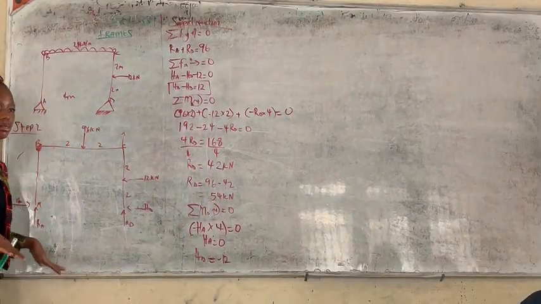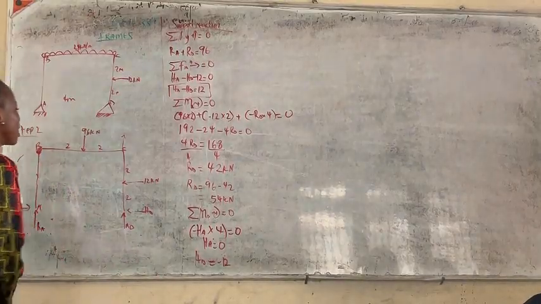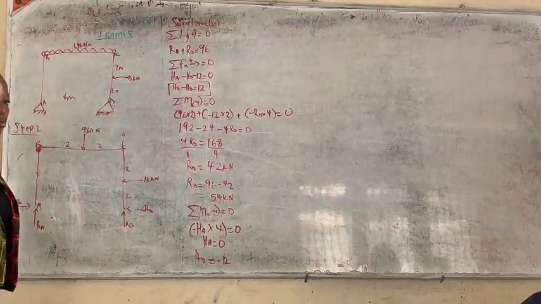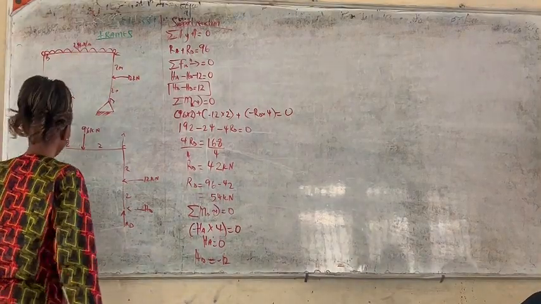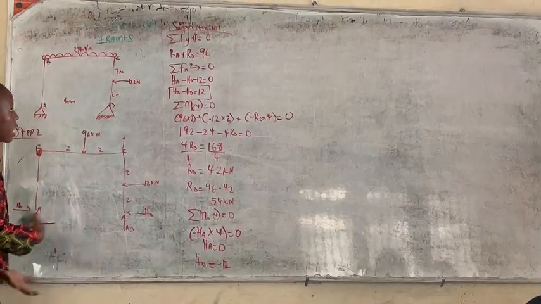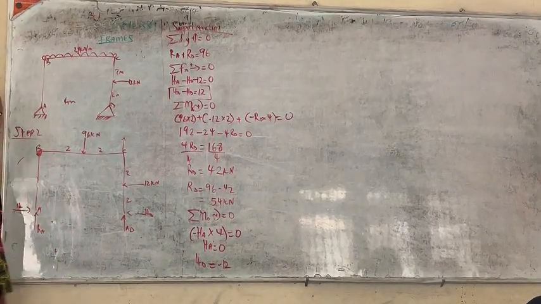Do we get it now? Sorry, that's kind of like a low formula. So HD is what? Negative 12. So we are done with our support reactions. Now the next step is to use the right direction. That's step 3.